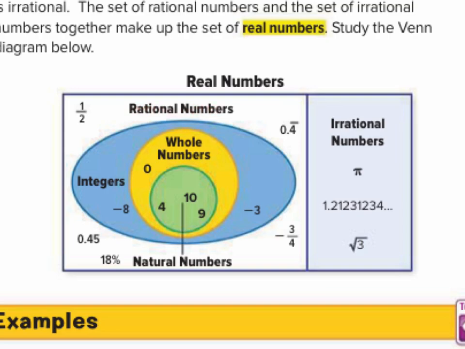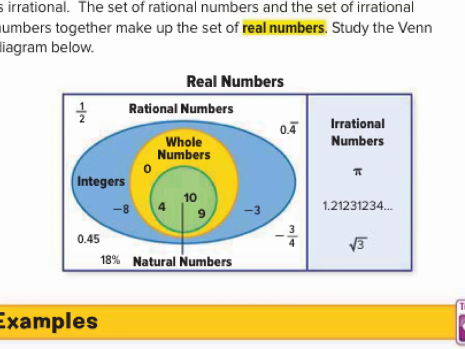Rational numbers, then, are any number that can be written as a ratio of a over b, so 1 over 2. 0.45 is 45 over 100. 18%, 18 over 100, that's already written as a ratio. And 0.4 repeating, if you were to go through the equation and solve, remember, was 4/9. So those are all rational numbers.